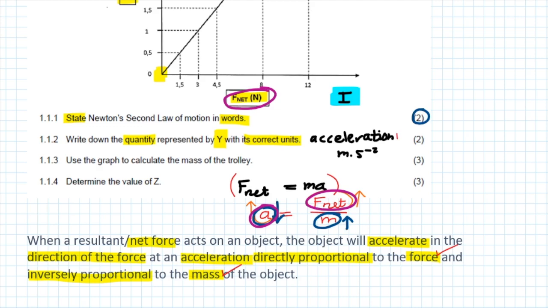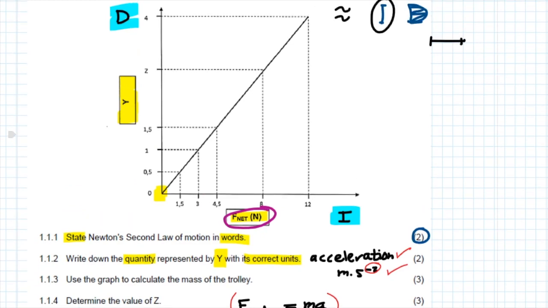You're going to get 1 mark for the word acceleration and 1 mark for the correct unit, but please make sure that you have a -2 on the seconds. We can go up to the graph and write down that instead of y, we actually have acceleration in meters per second squared.